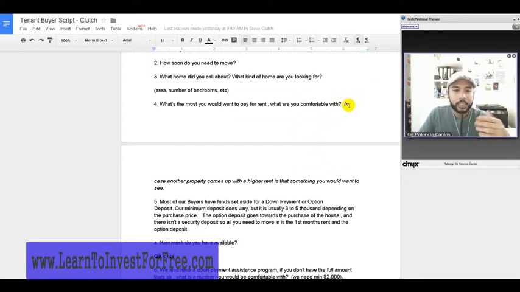Okay, in case another property comes up with a higher rent, right? So he's doing a rehash here, or an upsell, right? In case there's another property with a higher rent, is that something that you would want to see? That way, because most of the numbers people will give you the first couple times you ask, some people are pretty savvy. They've been around the block.